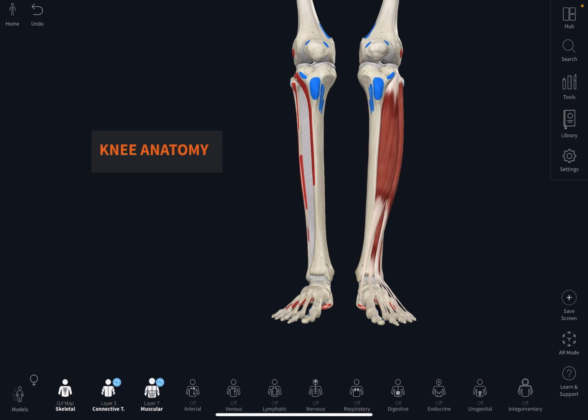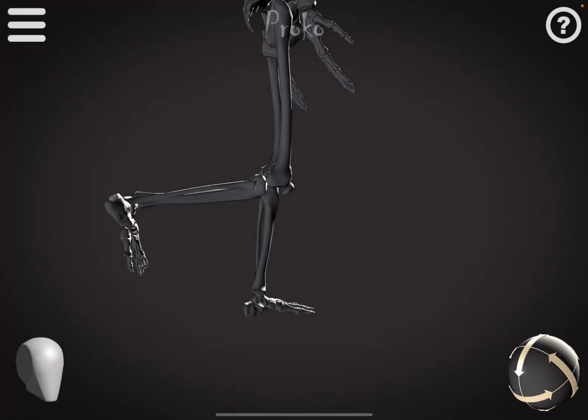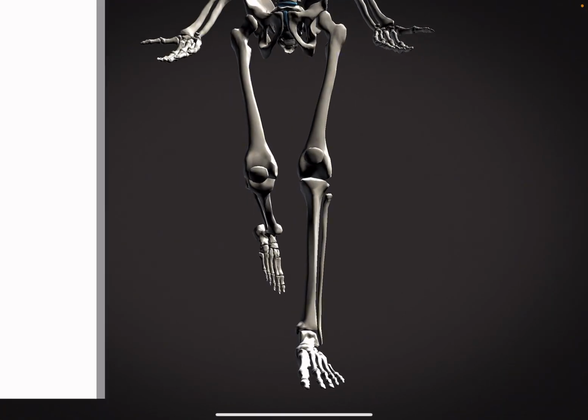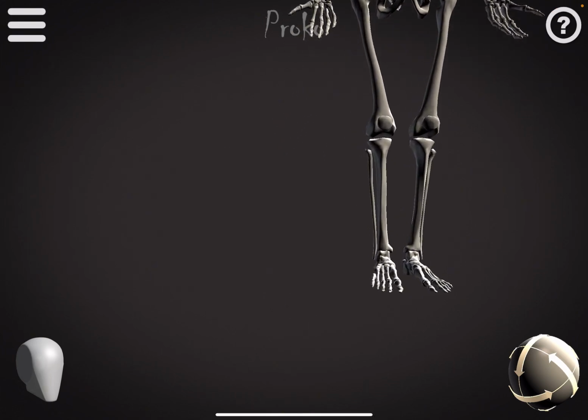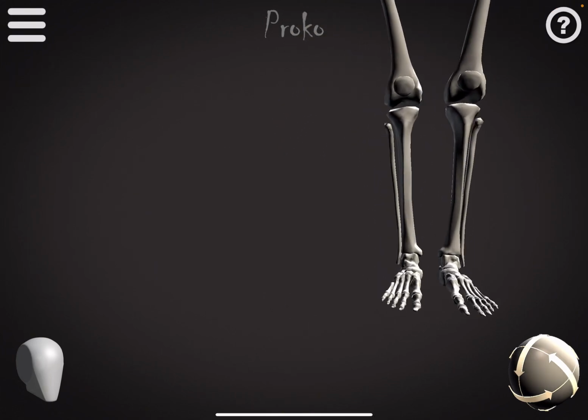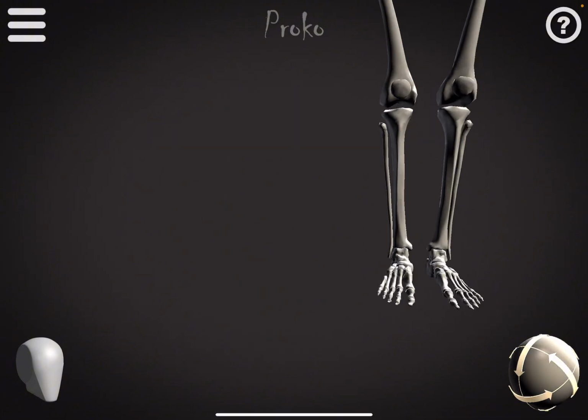So we're going to be talking about the muscles of the knee, and we can talk about the motions that they can do. A lot of the muscles of the knee are going to originate from the tibia or fibula, and they're going to insert themselves to the foot. So a lot of the movements are going to be at the ankle joint.